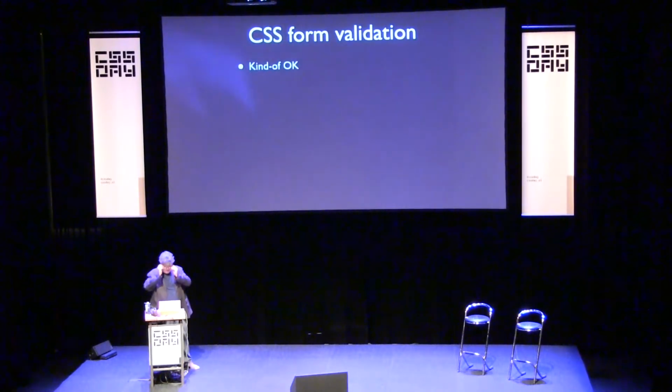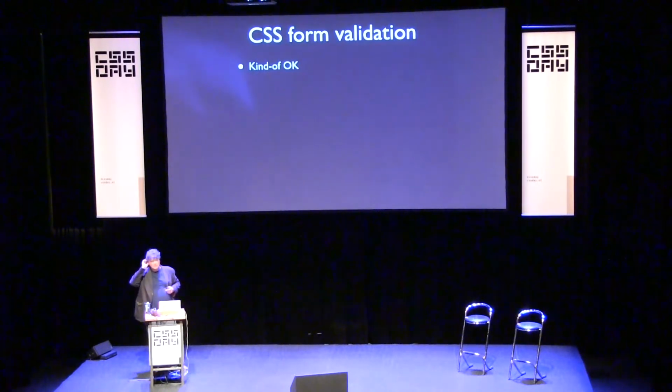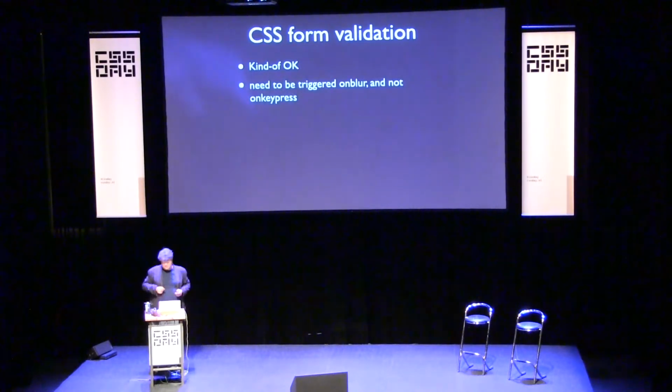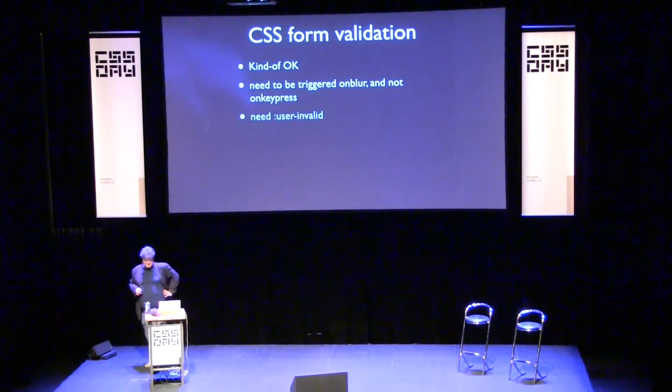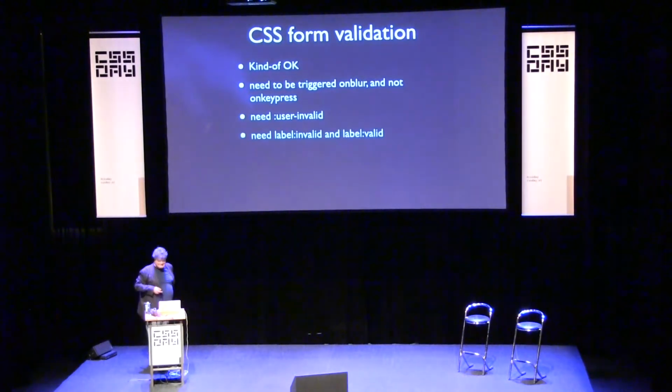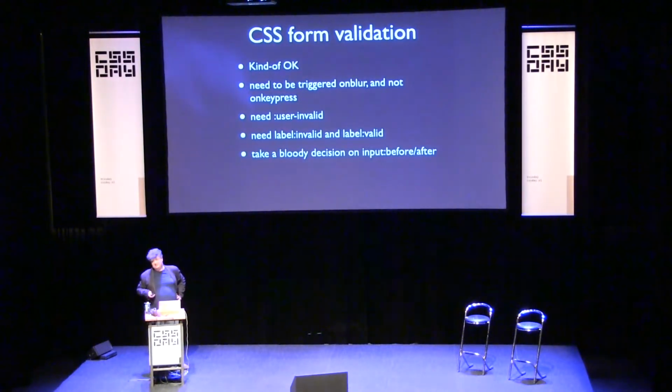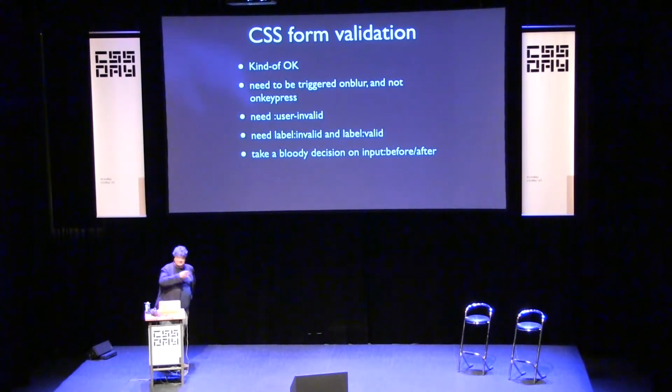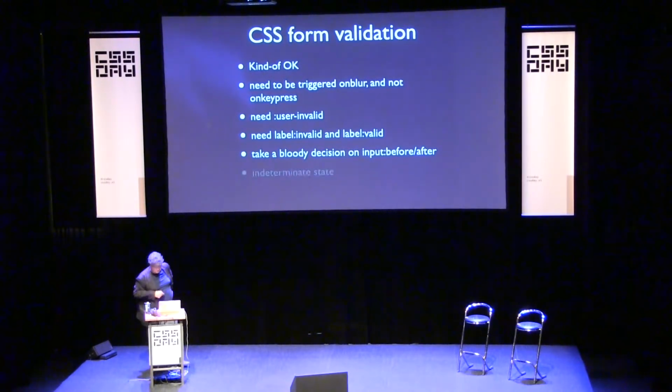Okay, we have seen that CSS form validation works kind of okay-ish. We would like some more features, but the basics are there. It needs to be triggered onblur, and not on key press. It needs user invalid, the invalid but only when the user has interacted with it. It needs label invalid and label valid. And I would like the browsers to take a decision on input before and input after. I would prefer it to work everywhere, but if you say no, we can't, then please make sure it does not work anywhere. In any case, please be consistent.